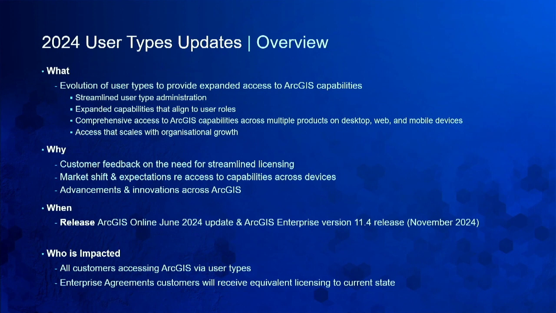Now, why are we doing this? One is customer feedback. ArcGIS now has over 140 products. So that's a lot of stuff. So just a little bit of consolidation there to help streamline and bring these things together and simplify some of the licensing. There's also a marketing shift. Technology and Esri's ArcGIS, of course, is always expanding. So time for a little bit of a tweak there.